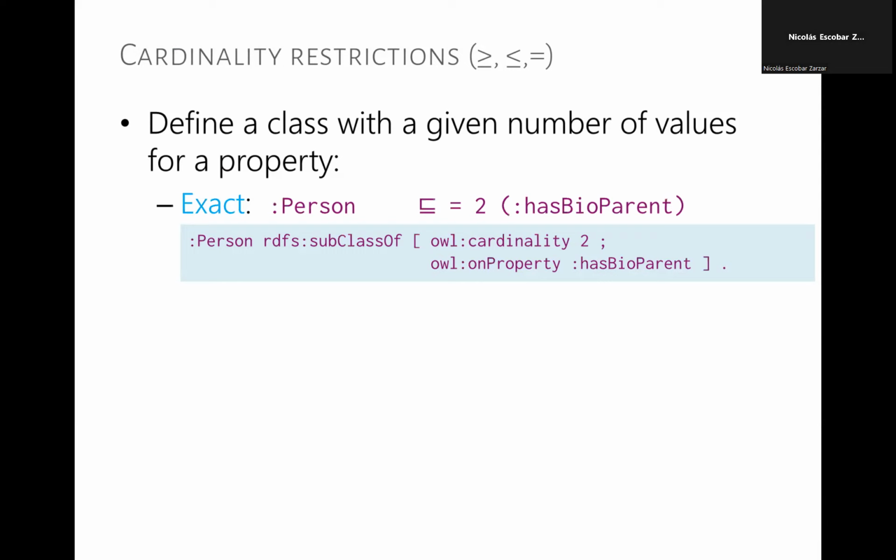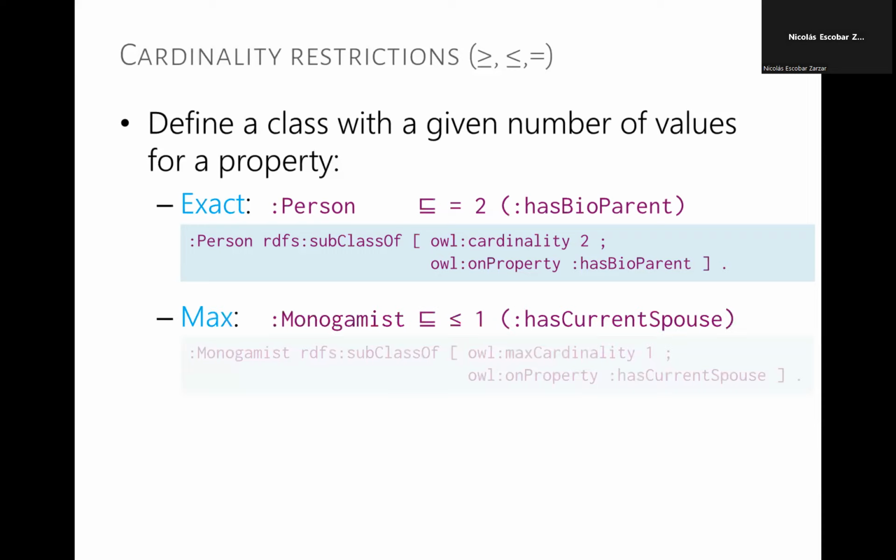Then we're stating an axiom that person is a subclass of this class here, which is the class of things that have exactly two biological parents. Seems relatively safe to state. I don't know of exceptions to this, but maybe they exist.